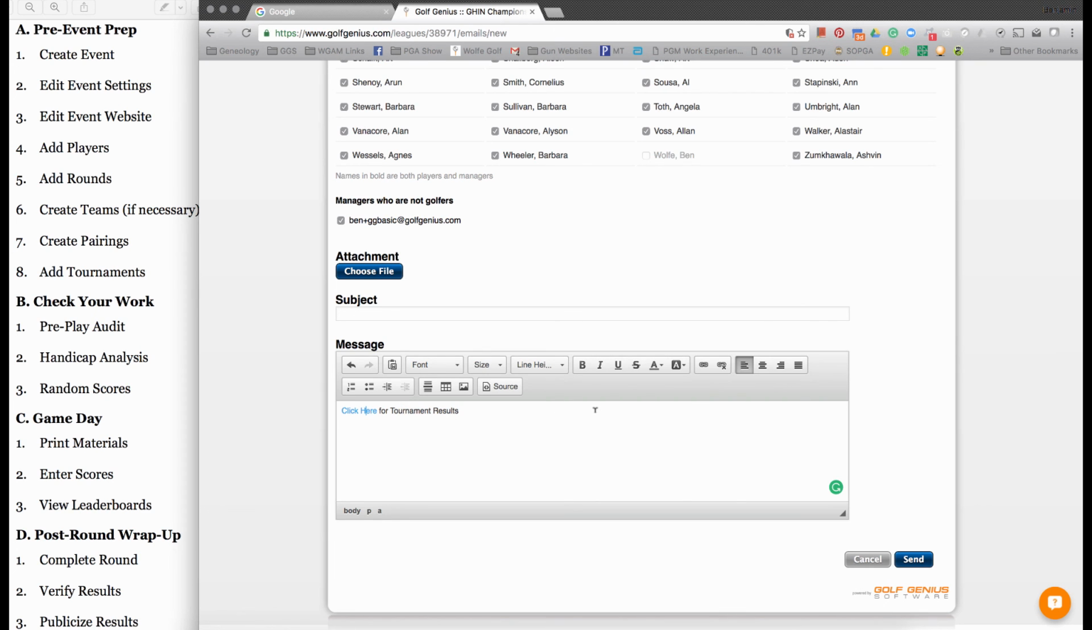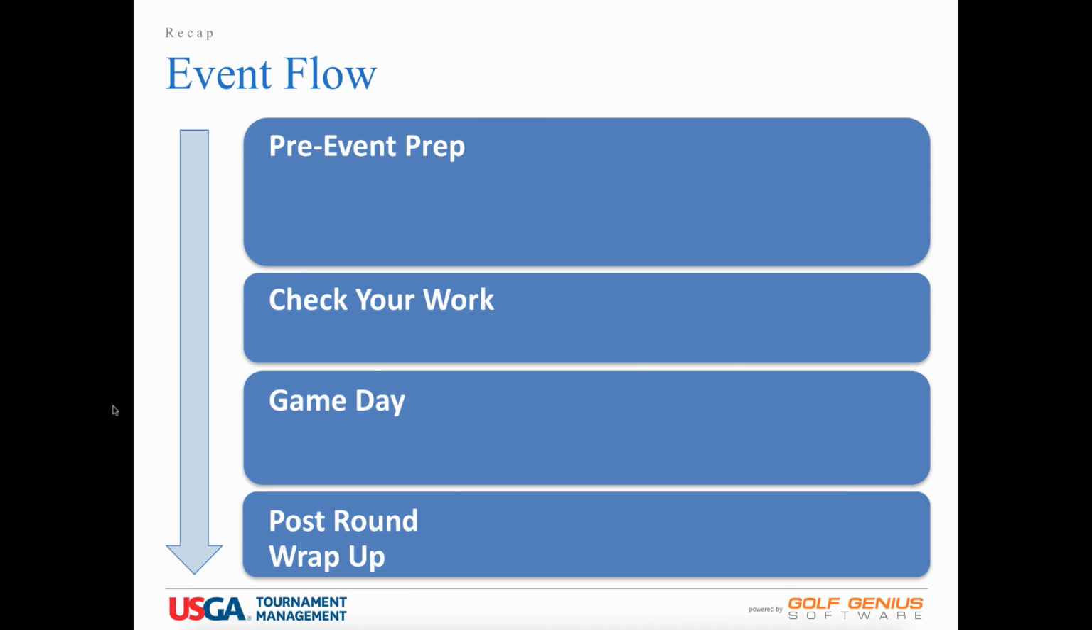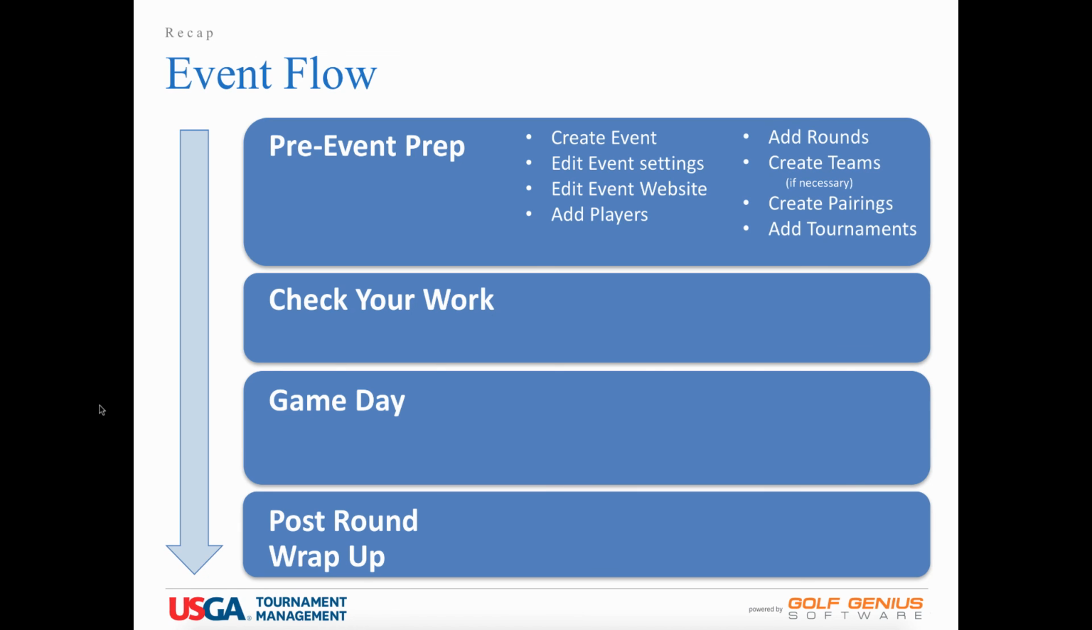So now that I've publicized the results, we've actually finished everything we had to do in our checklist. So now let's just recap what we've done today. In the pre-event prep, we created our event, we edited the settings, we edited the website, and we added our players. We then created our rounds, we created our pairings, and we added tournaments.